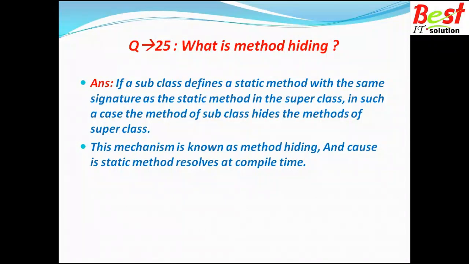This mechanism is known as method hiding, because static methods are resolved at compile time. Since the static method is resolved at compile time, for that reason the subclass's static method hides the superclass method.